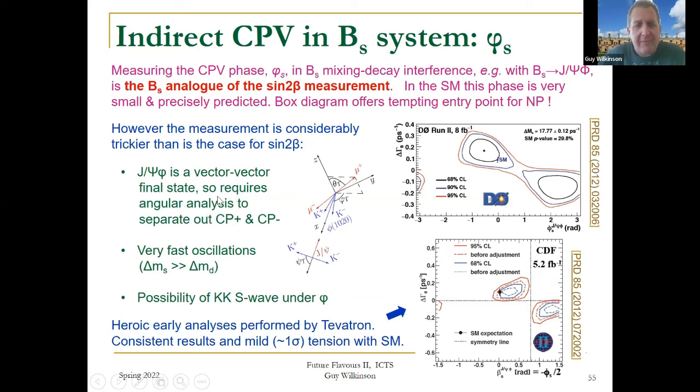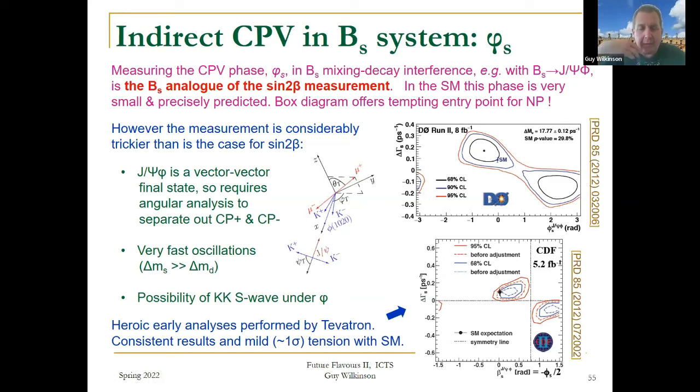Now, the problem is J/psi phi is a vector-vector final state. So there are contributions depending on the relative orbital angular momentum between the J/psi and the phi. There'll be different contributions with different orbital angular momenta, and these will have different CPs. So there's a contribution of CP plus and CP minus states, and we need to separate these. So we actually need to do an angular analysis of the final state, looking at the kinematics of the J/psi and the phi decay to work out what the CP plus and CP minus contributions are.